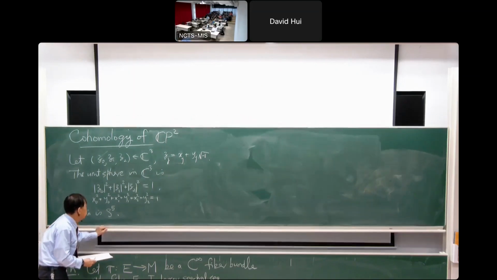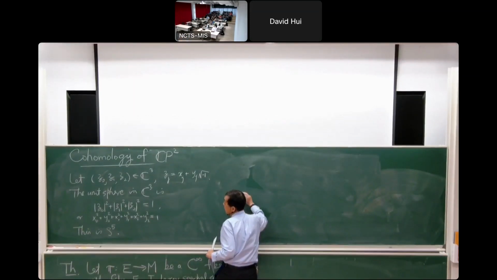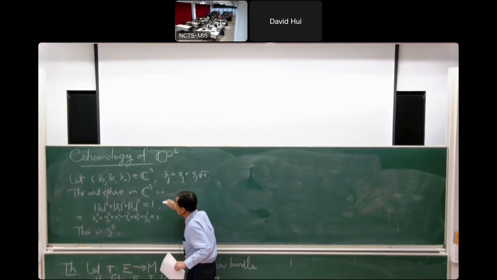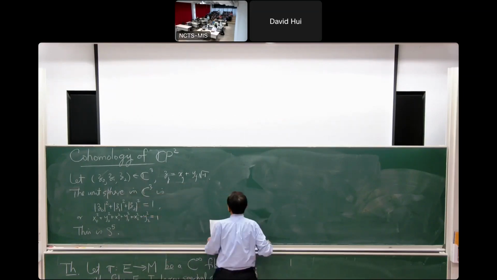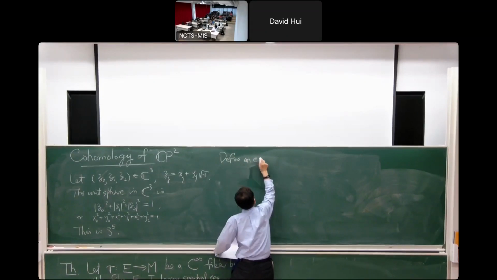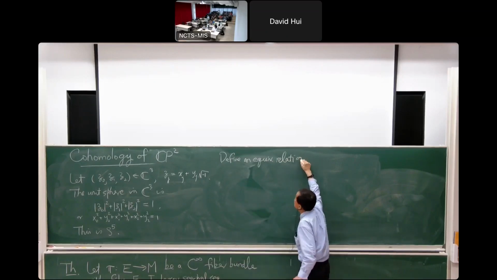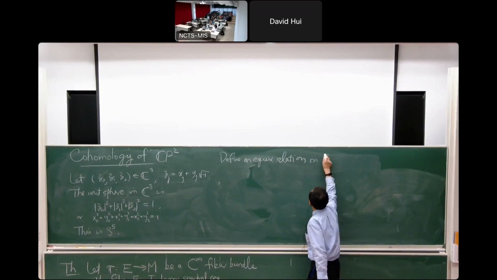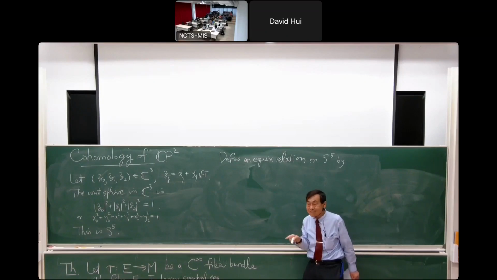And then we define an equivalence relation on S5. So basically these are elements, vectors of norm 1 in C3. So we define an equivalence relation on S5 by, okay, so these are vectors of norm 1.